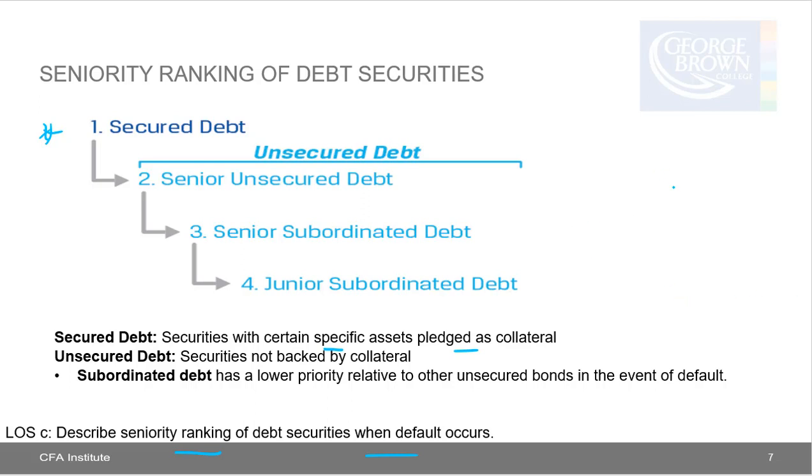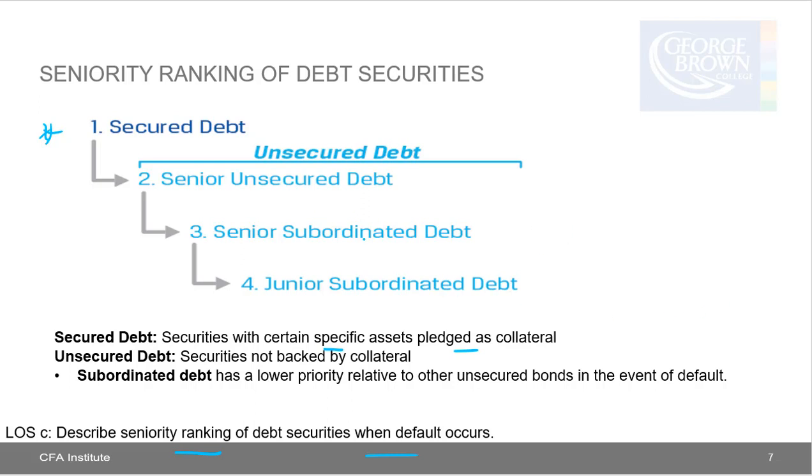Next, we look at unsecured debt, and unsecured debt securities are not backed by collateral. Consequently, bondholders will typically demand a higher coupon rate on unsecured debt securities than on secured debt securities. A bond contract may also specify that an unsecured bond has a lower priority in the event of default than other unsecured bonds, called subordinated debt, which may also be ranked according to priority from senior to junior.